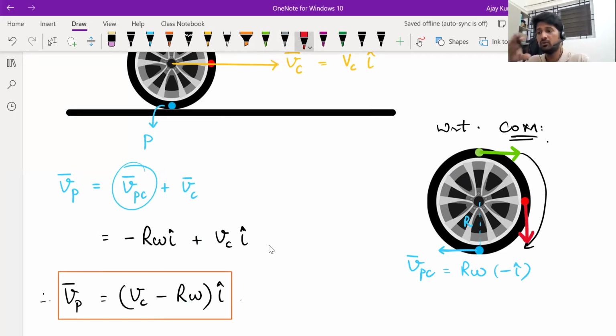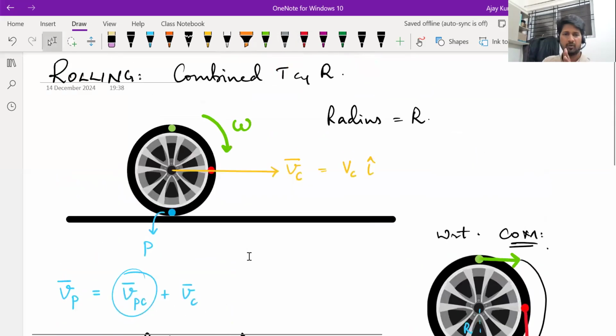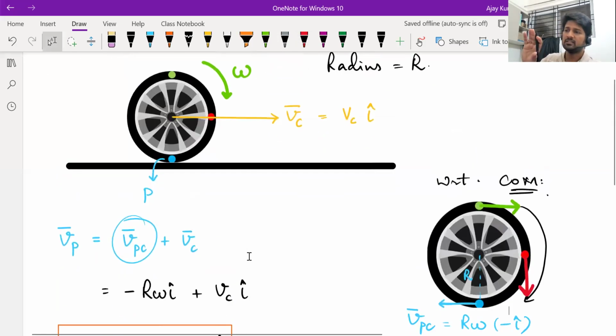So due to rotation, different particles get different velocities. The point of contact gets velocity in the backward direction due to rotation. So basically what is happening with the point of contact is that the center of mass velocity is trying to take it forward, but rotation is trying to make the point of contact go backward. Translation is trying to make it move one way, rotation the other way. Which one dominates decides which way P actually moves.